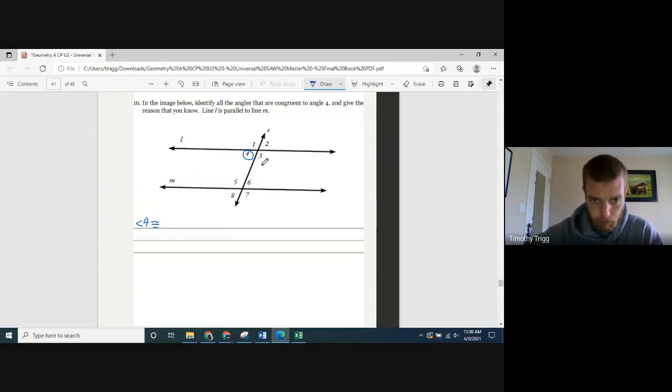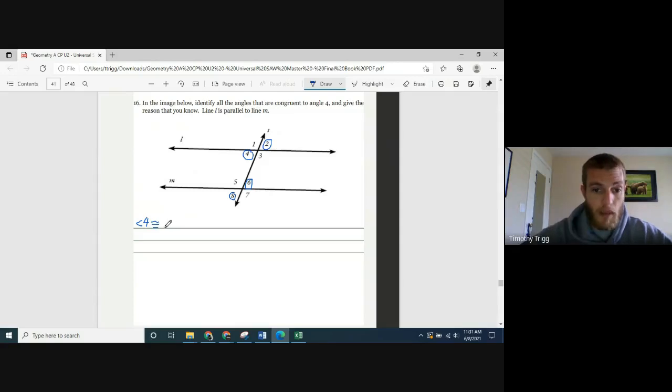Well, notice that this angle, how much it's open, right? So it's an acute angle, meaning less than 90. And you can see what other angles are open that same amount. Well, you could see angle 8. You can see that this angle is open the same amount as angle 8. I hope you can see that there. As well as angle 6 and angle 2. So in this case, all the angles that are congruent to angle 4 will be angle 2, angle 6, and angle 8. And we're going to talk about the relationship for each of those.